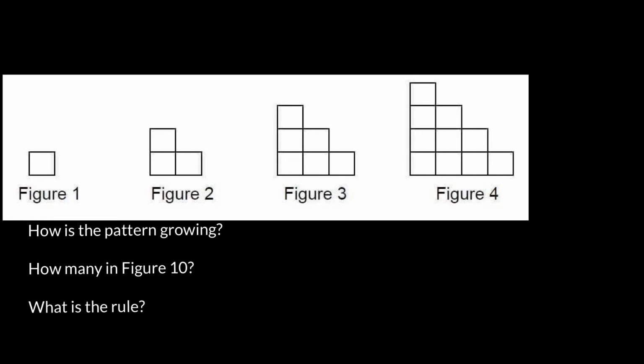And in this video, I wanted to share with you some of my thoughts and how I came about the rule. So we have 1, 2. So how is it growing? That's the first question. And I see that this right here is here. And these two are here. And then on figure three, there's three. And then there's two and there's one. And in four, this four, three, two, one.